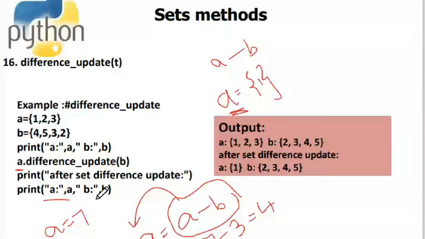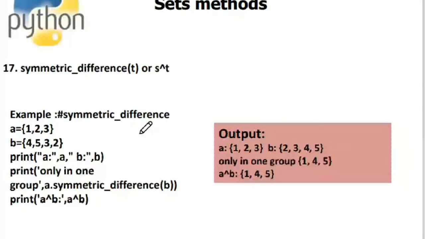Yes, ma'am. Okay, we'll see the last one and wind up this session. The last method is symmetric difference. I already told you what it is: the elements only in set A or only in set B. I also represent it as a cap, so I say S cap T.